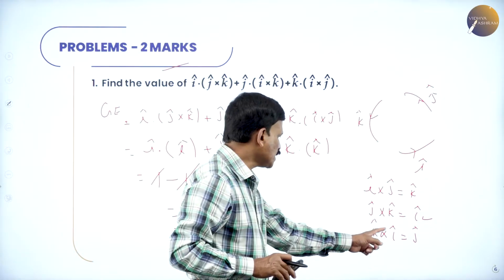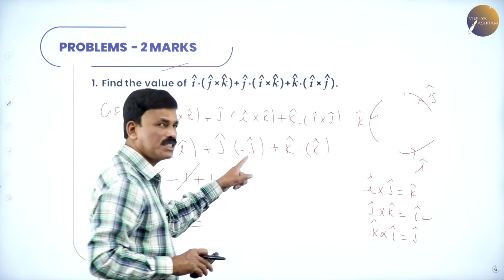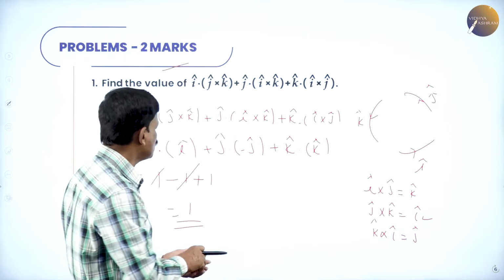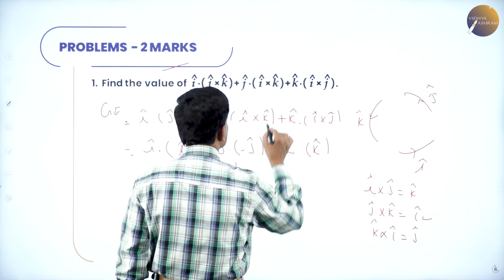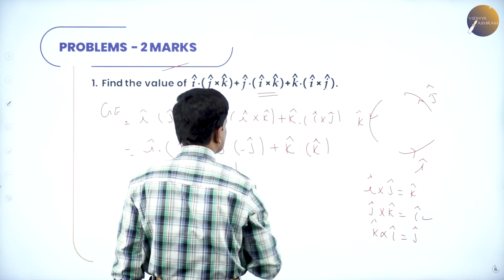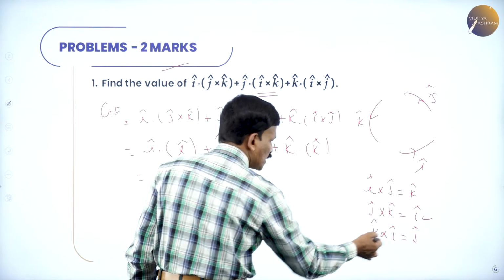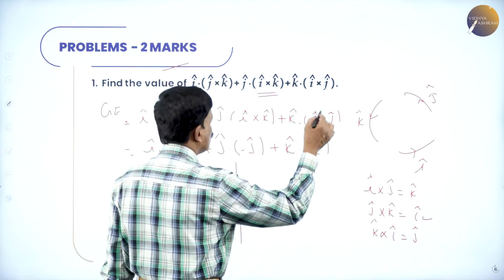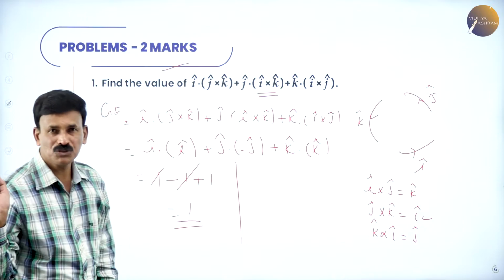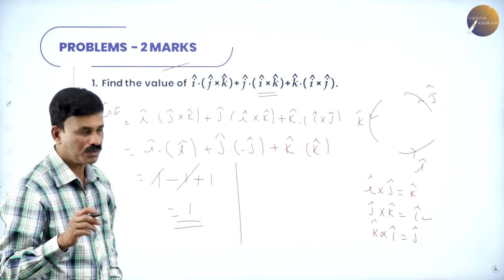Suppose it is K cross I, then this becomes plus J. Suppose instead of I cross K, it is K cross I, then we will get J, 1 plus 1 plus 1, and the answer we are going to get is 3. Okay, so that is also another important problem.